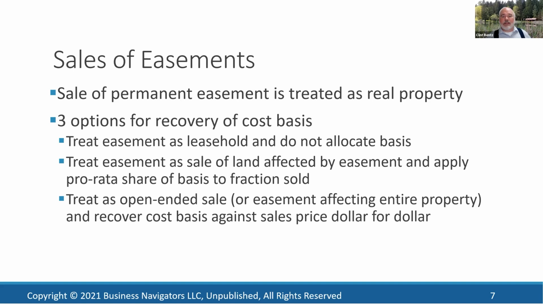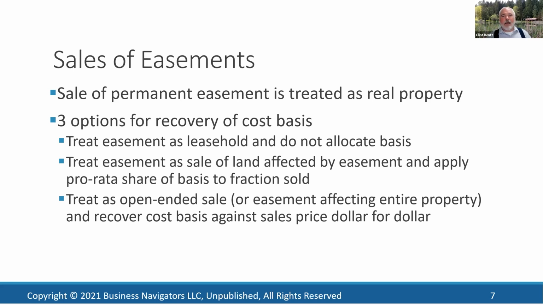So anytime we sell a permanent easement on the property, that's treated as a sale of real property. Now, if we just have a limited easement, so 2 years, 5 years, something like that, that would not be considered a sale of real property. That would be more like rent. In fact, they're basically renting that space for a short period of time. And so the income from a short-term easement would be ordinary income. But if you sell a permanent easement, that's capital gain.